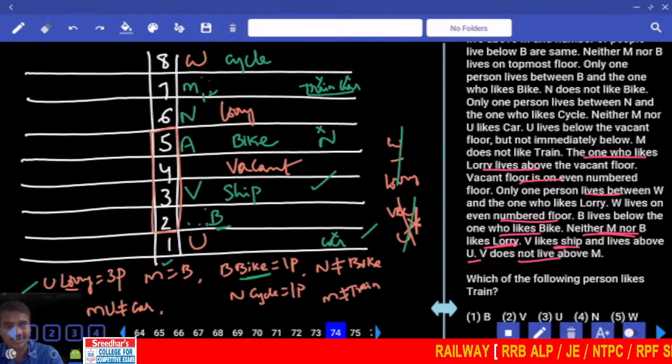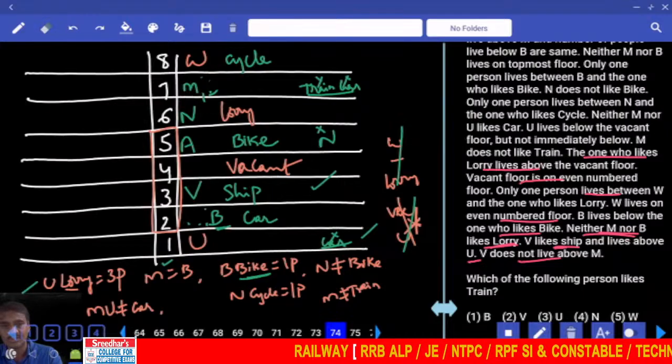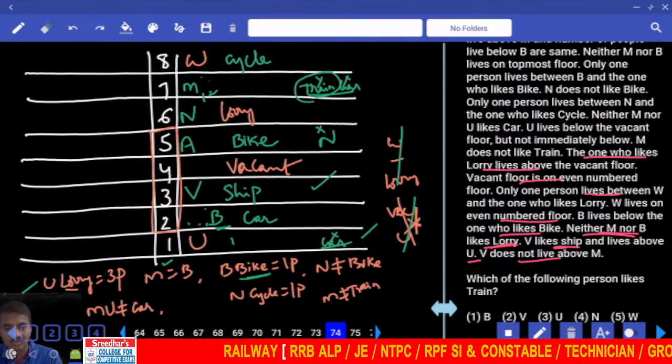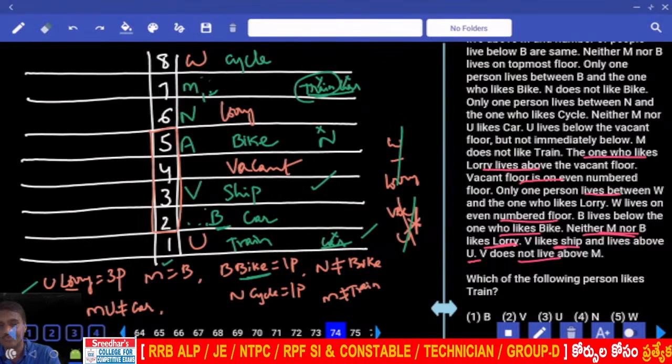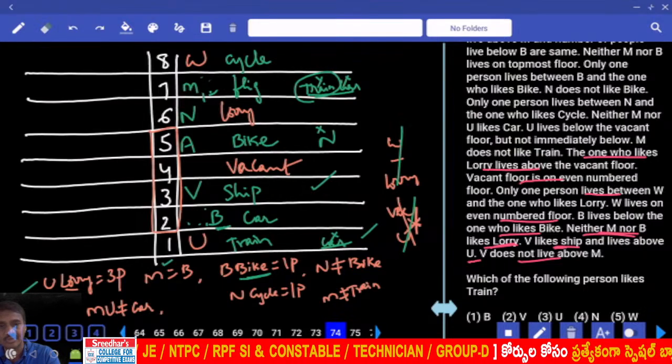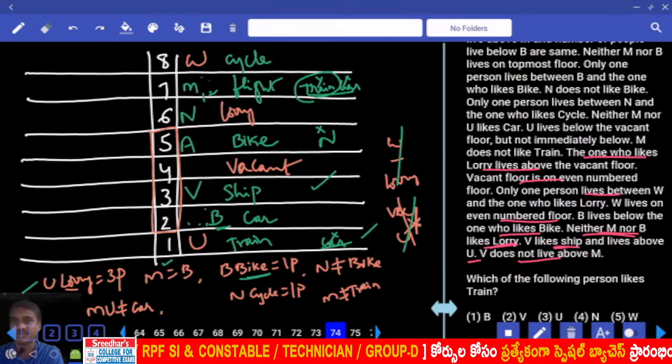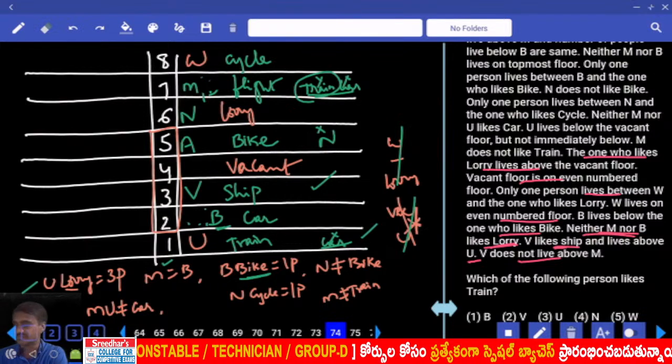Then train and car cannot be here. Car cannot be here. Then who likes car? B. And this person does not like train. Who likes train? You. Then flight. And who likes flight? M likes flight. Now this is the final arrangement.